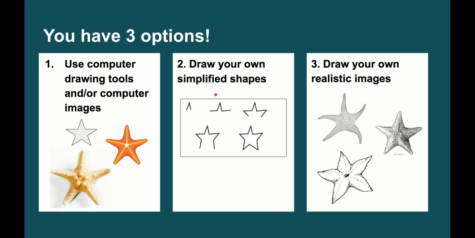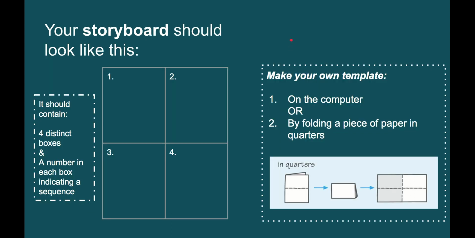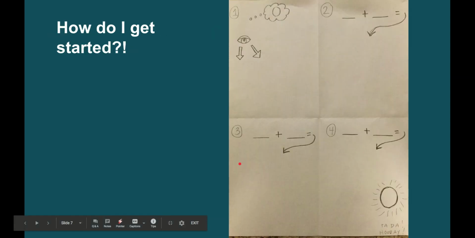Since you're going to be drawing, you have 3 options. You can use computer drawing tools, computer images. You can draw your own simplified shapes or diagrams, or you can draw realistic images. The storyboard itself is basically going to consist of 4 quadrants. And you can make that on a computer, or you can make it by folding a piece of paper into 4 squares like this.